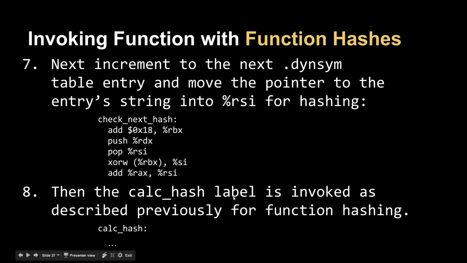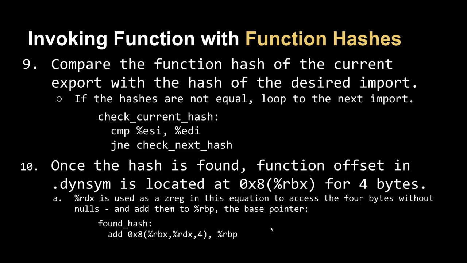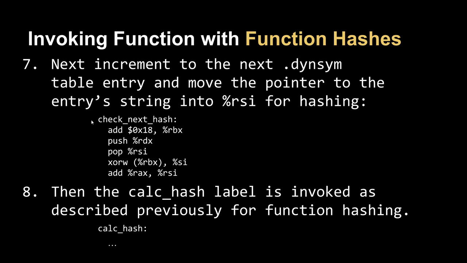Then the calc hash label is invoked as previously defined and hashes the function. Then we check the current hash, which is step 9, and if it checks out, we have a winner. If not, we jump all the way back to check next hash, which is step 7.